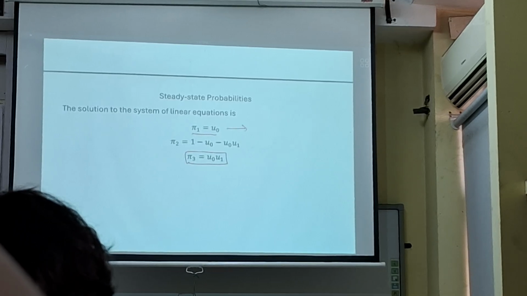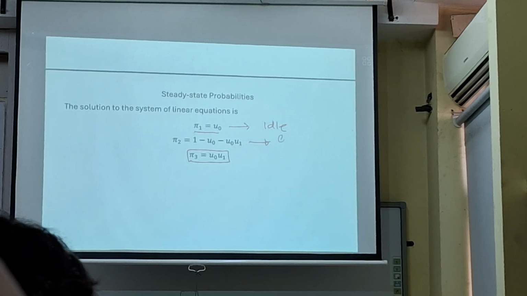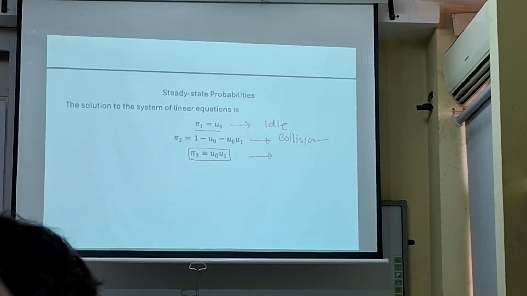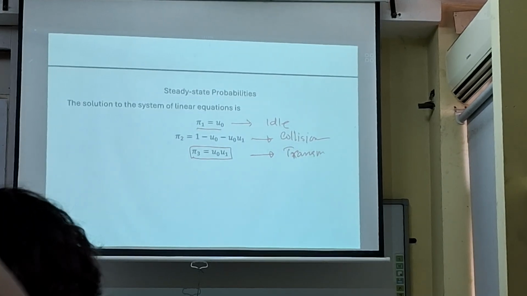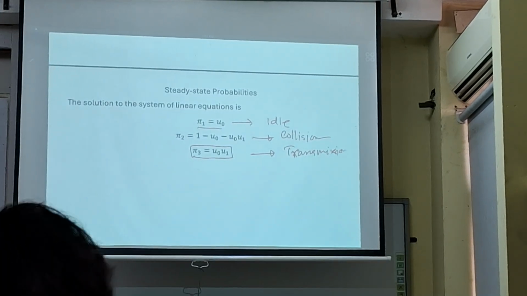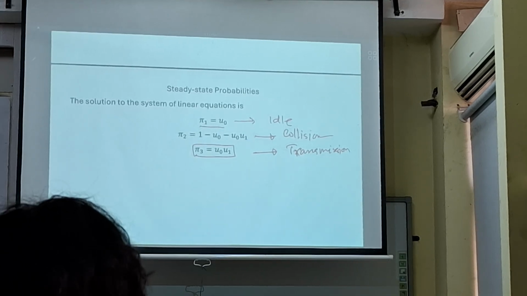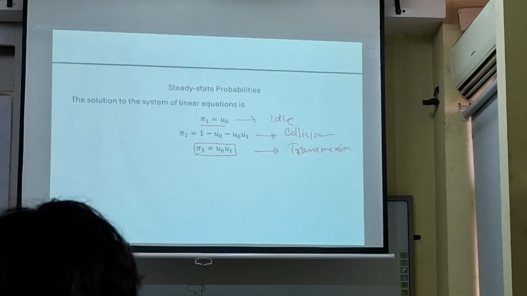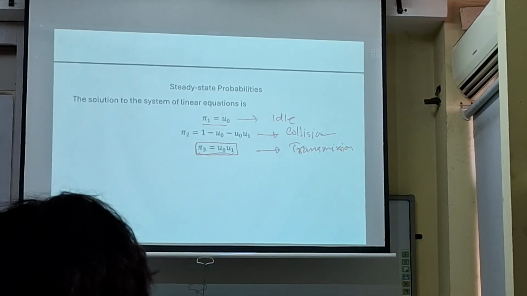So this one actually is the idle state. This one is the position state. And this one is the term transmission, which will be the probability that a single station is transmitting a frame. And so this actually is the starting.